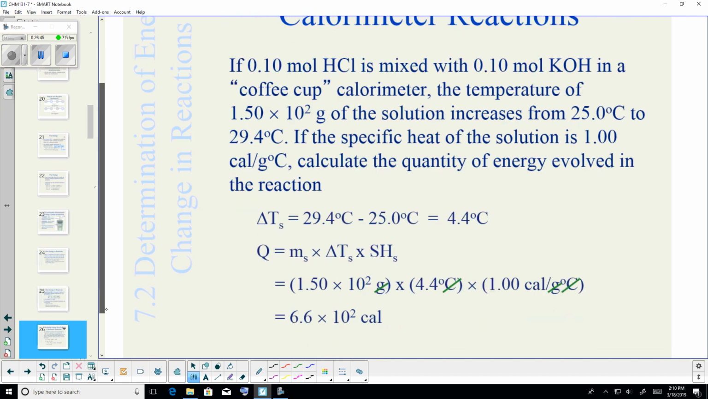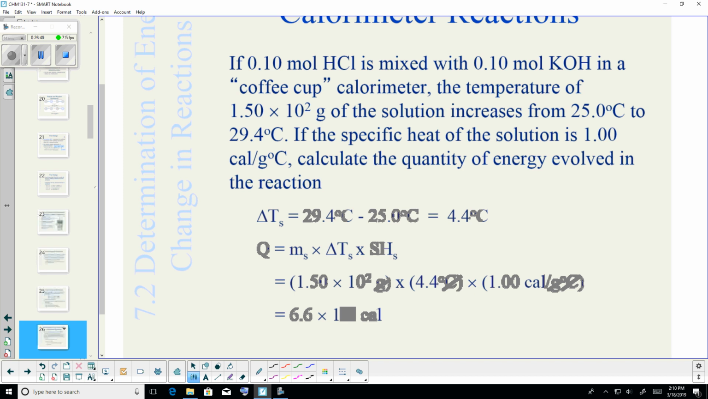So the change in temperature is 29.4 minus 25, which is 4.4. That's your delta T. So Q is equal to the mass, 150 grams, times the temperature change, 4.4 degrees C, times 1.0 calories per gram per degree C. Turns out, if we do that, 6.6 times 10 to the 2 calories. So that's how much energy is released. So we can do that for a lot of reactions.